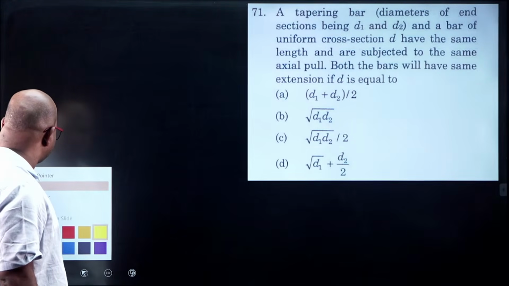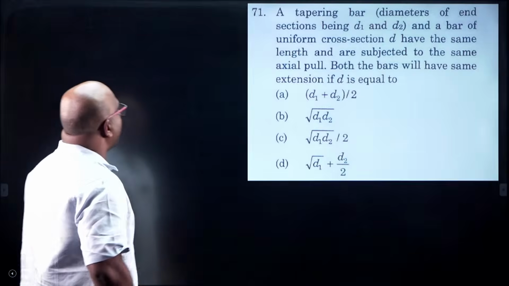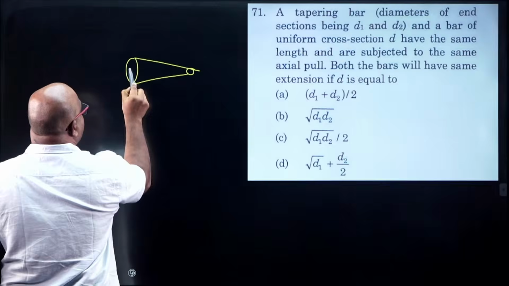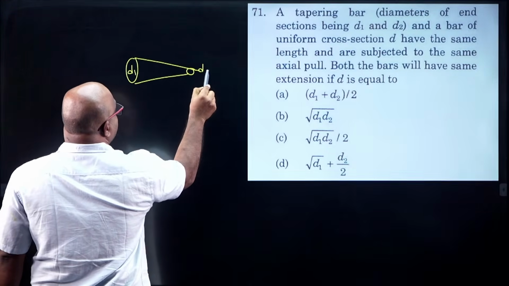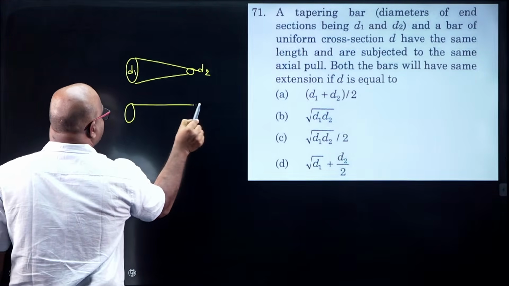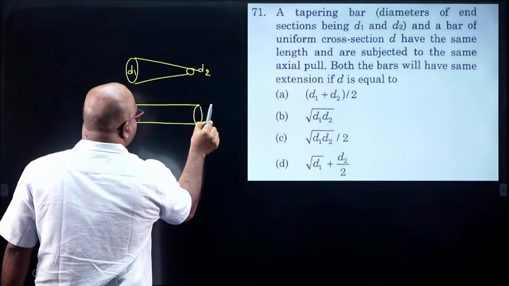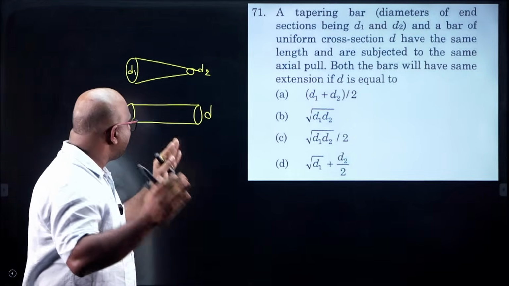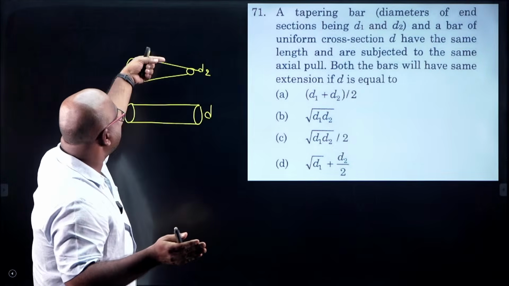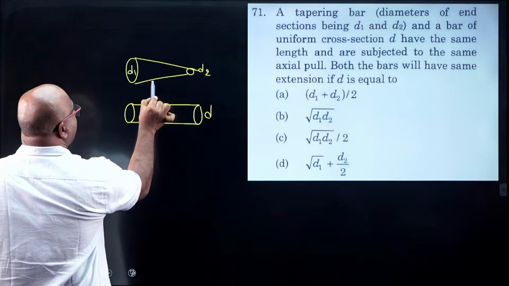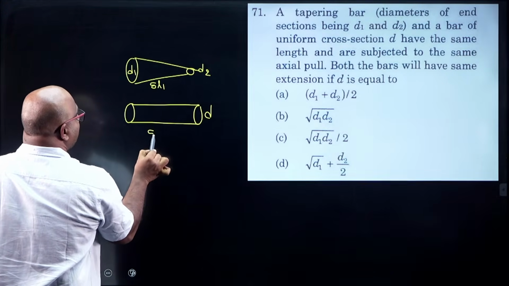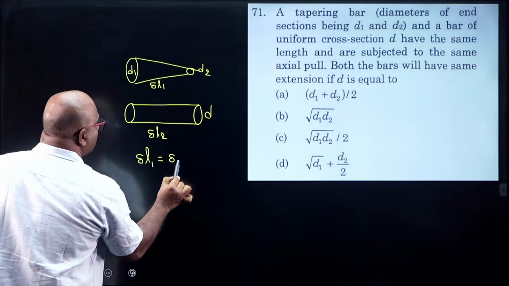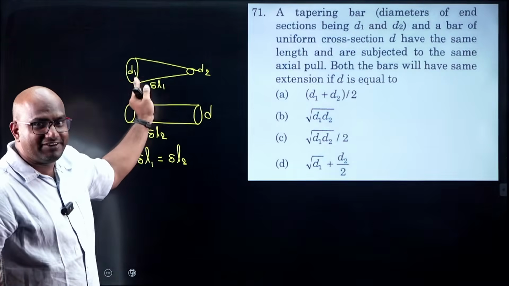Now please check this question. A tapering bar, this is the tapering bar having diameters D1, D2, and I have a prismatic bar having a diameter D. Both are subjected to the same axial load. If the elongation is the same, what relation between D and D1, D2 is he asking, sir. First let me take it, guys. This is delta L1, this is delta L2. He mentioned that delta L1 must equal delta L2. Then what should be the relation between D, D1 and D2?